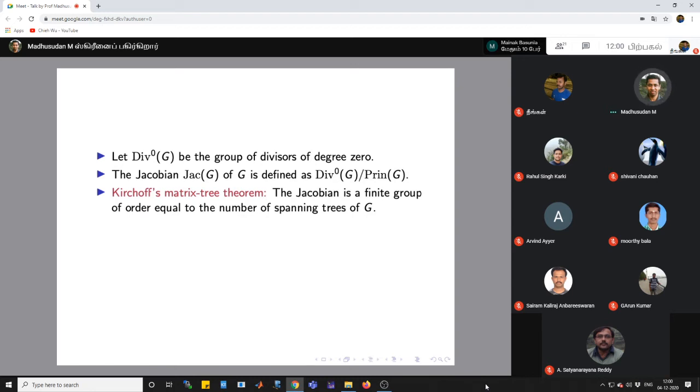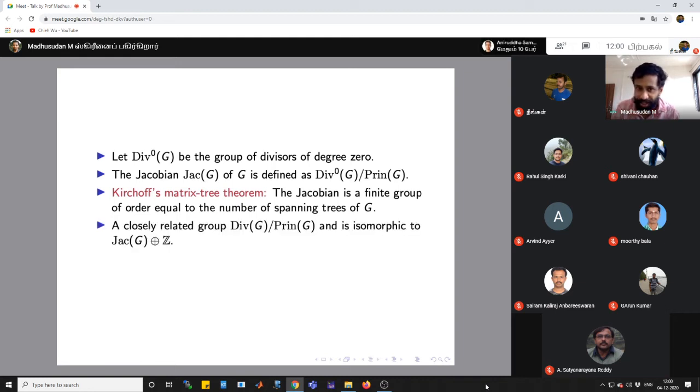It's a finite group. And what is the order of this finite group? The order of this finite group, a surprise for those who are seeing it the first time, is exactly the number of spanning trees of G. Isn't that really nice? It's very nice, that it's exactly the number of spanning trees of G. And this is a reformulation of the matrix tree theorem due to Kirchhoff. So it's just another way of saying this.